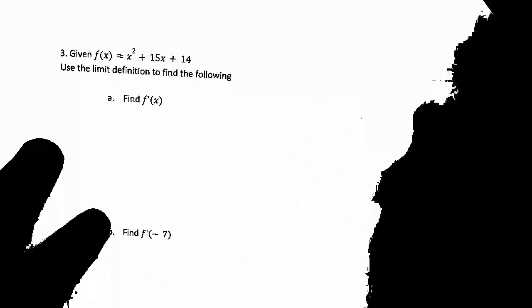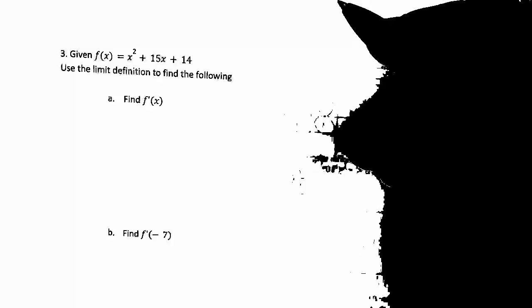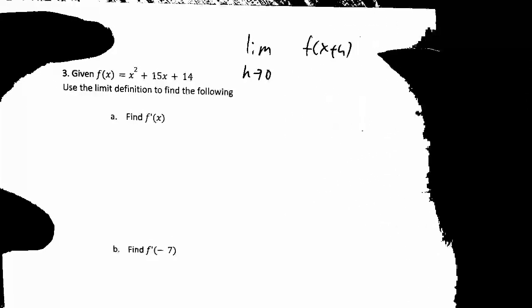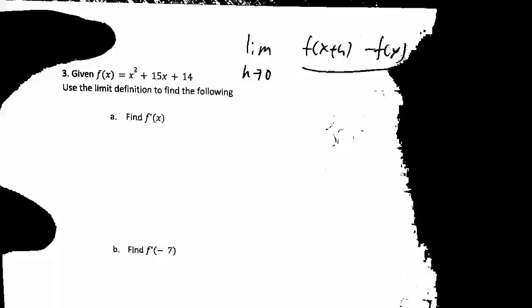All right, this is kind of where we left off. Use the limit definition to find the following. This is from last class. So again, the limit definition, which I will give to you, so you don't need to memorize this. You'll be given this: limit as h approaches 0 of f of x plus h minus f of x over h. This is what you're going to use.